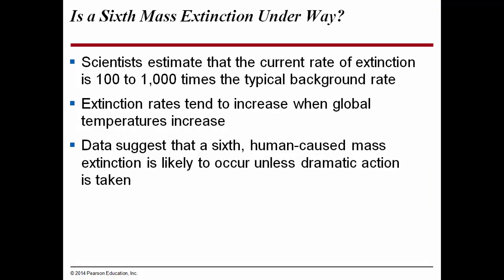Scientists estimate that the current rate of extinction is 100 to 1,000 times the typical background rate. So are we living in a sixth mass extinction? The extinction rates tend to increase when global temperatures increase. Data suggests that a sixth, human-caused mass extinction is likely to occur unless dramatic action is taken. This dramatic action falls under the category of conservation biology, which is a topic that we're going to discuss at the end of the semester.